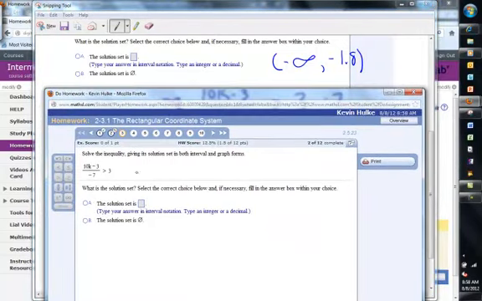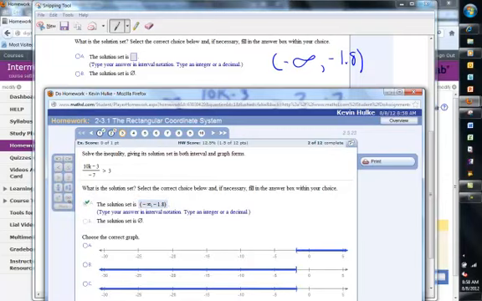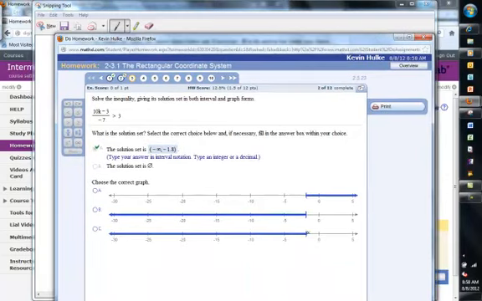So that's the way we're going to enter it. Parentheses, negative infinity, comma, negative 1.8, close parentheses, and then the graph is this one. All right.